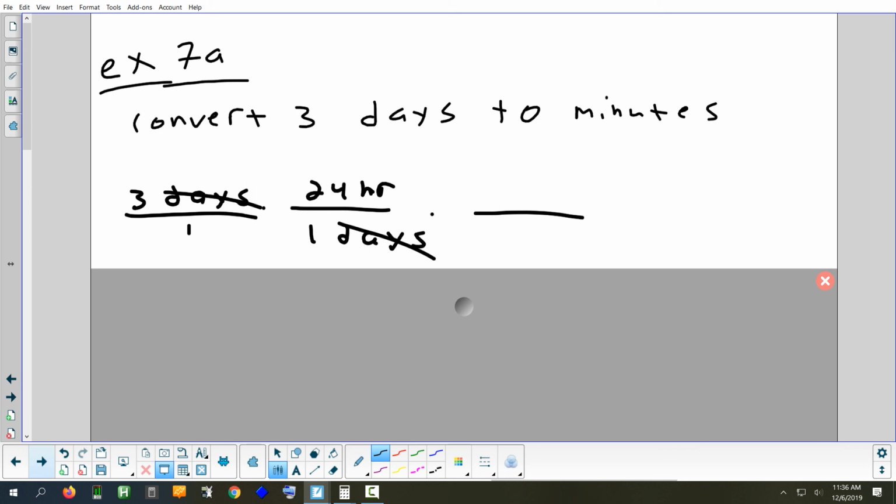What's the next unit smaller than an hour? Yeah, minutes. So we're going to go from hours to minutes. Where would hours have to go in this fraction to cancel out? It's going to go in the bottom. Hours in the bottom, minutes in the top. Now, I need to know the conversion. What's the conversion, Jared, between hours and minutes? 60 minutes in 1 hour. Now, if you stopped there, you would have minutes.